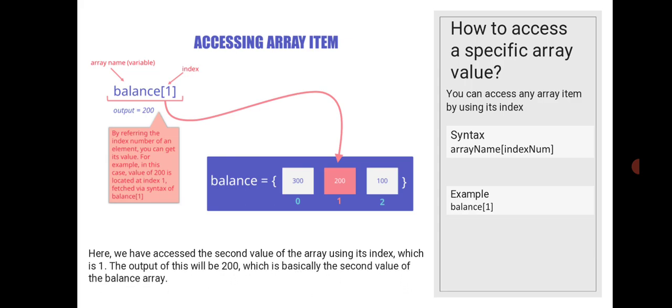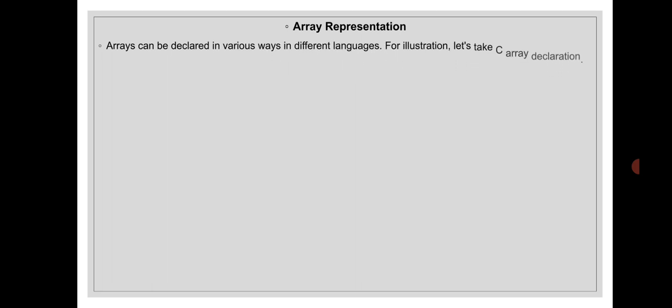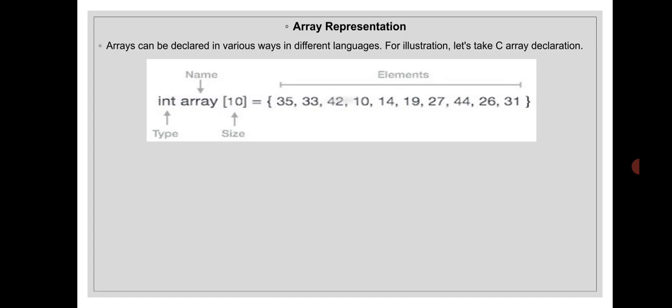Let's see how it is represented. For illustration, let's take a declaration in the different languages. An integer array of size 10. I should have 10 elements, right? The index would start as array of 0 is 35, array of 1 is 33, and array of 2 is 42, and so on up to 9, that is 0 to 9.